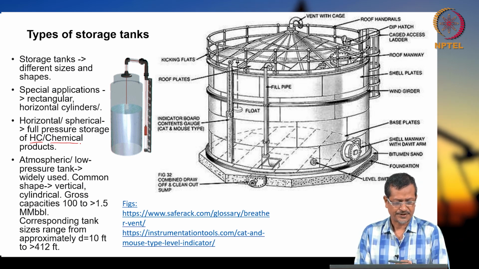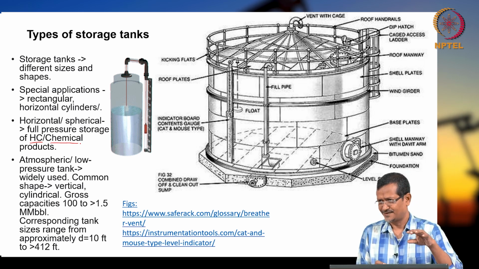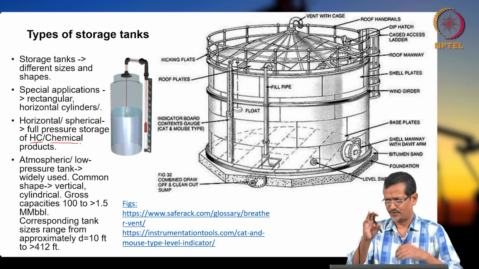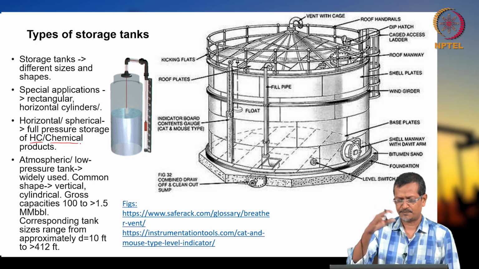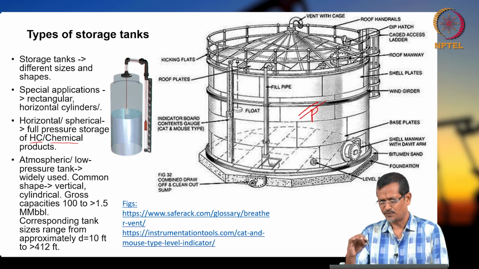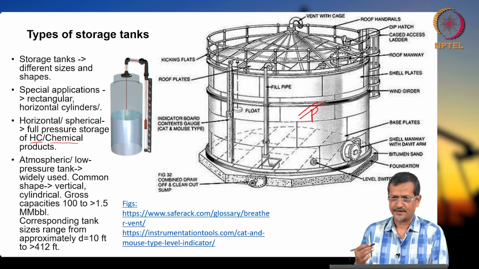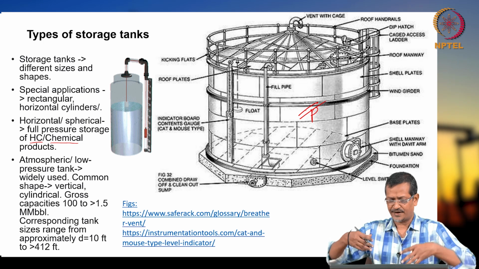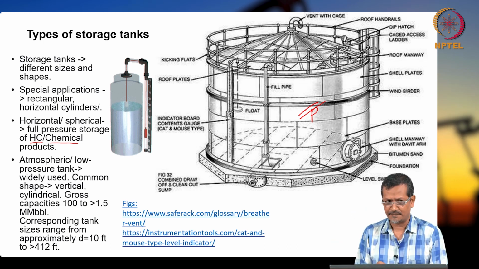Atmospheric low pressure tanks are widely used. Common low pressure tank means atmospheric pressure, so you are not giving extra pressure in the tank. Okay, you put fluid and you are not giving extra pressure. So that is an atmospheric tank. Okay, so the inside pressure and outside atmospheric pressure will be almost equal. Okay, the common shape can be vertical, cylindrical, circular shaped. Gross capacity 100 to 1.5 million barrels.